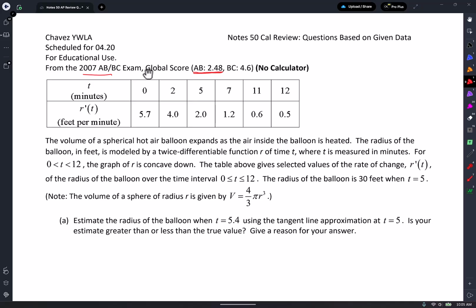I have not looked at the rubric. I have not looked at it. I don't know. Let's read it together. This is the first time, and let's see where we land. You guys ready? All right.